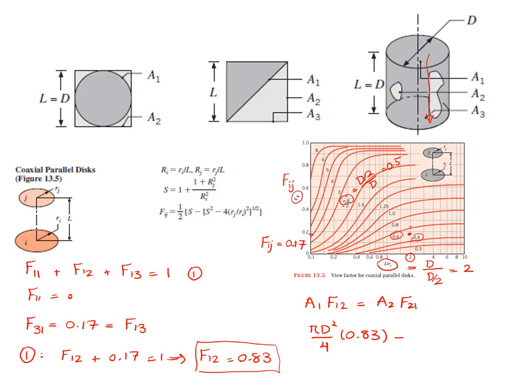A2, area 2, is the area surrounding this cylinder, which is pi d, your perimeter, multiplied by the length of it, which is another d. So pi d, the perimeter, multiplied by the length, is another d. That would be my area 2, F21. I have to cancel this d squared with these two d's, and the pi gets cancelled as well. What I'll arrive at will be F21 is 0.83 divided by 4, which becomes 0.21. This is the other view factor that I was looking for.